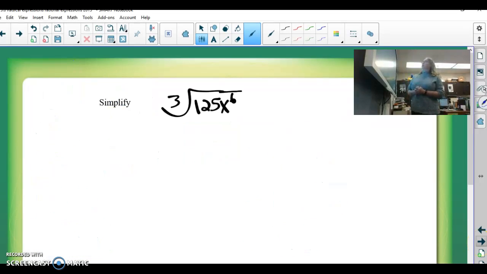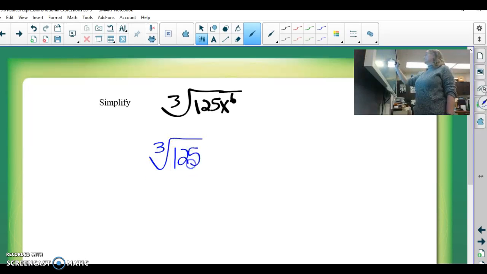Okay, another example. Why don't you write this one down and try to do this on your own, and then come back and check it. So we have the cube root of 125 and the cube root of x to the 6th.